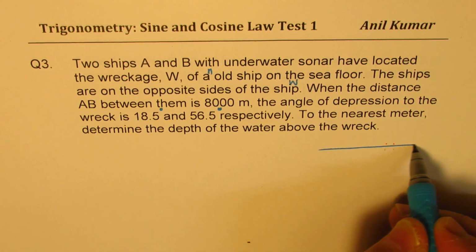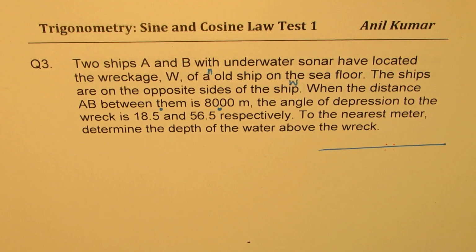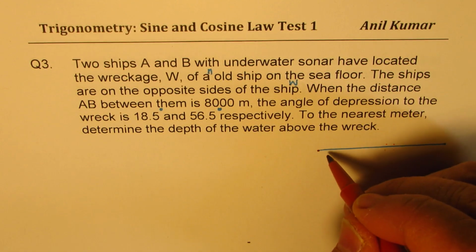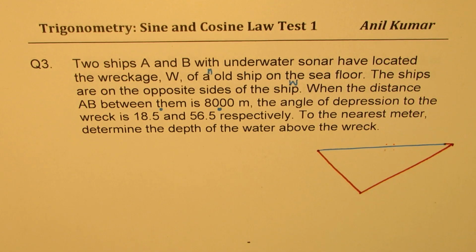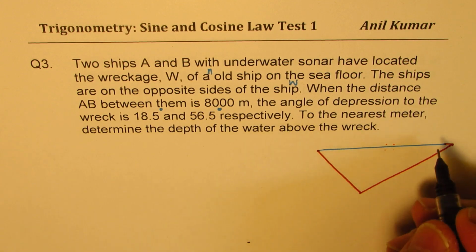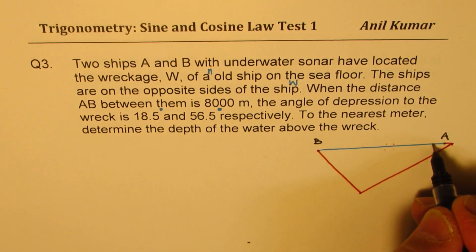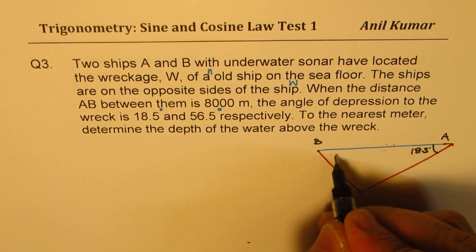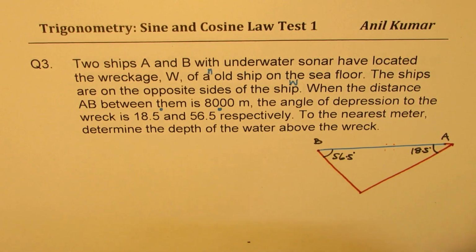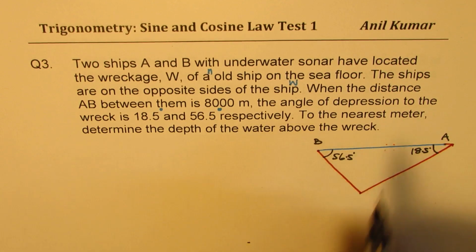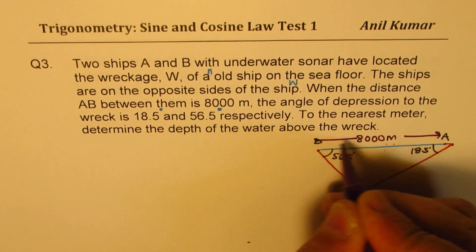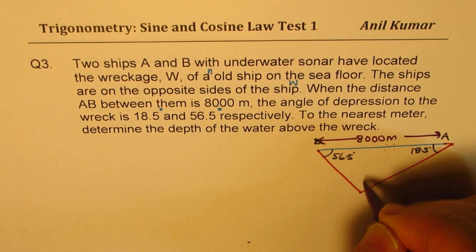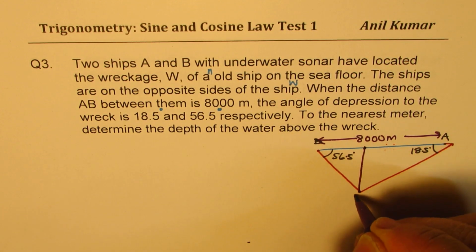So first step is to sketch the diagram, right? So let's say these are the locations A and B of the ship. Now, from here, one angle is, let's say, 56, the other one is 18. So let's call this point A, this point B. The angle A is 18.5 degrees and B is 56.5 degrees. The distance between A and B is given to us as 8,000 meters. We need to find the height or the depth of the wreck W.